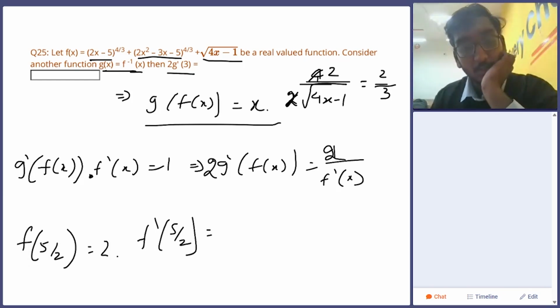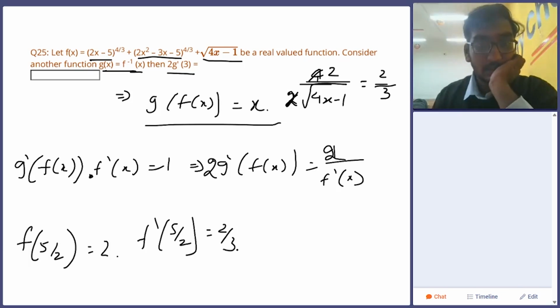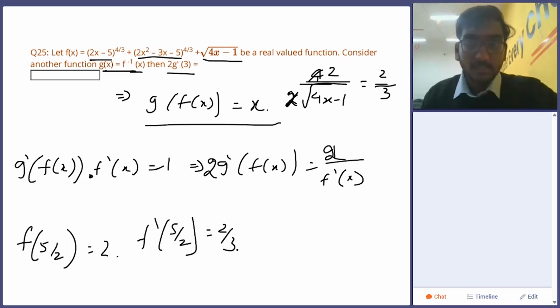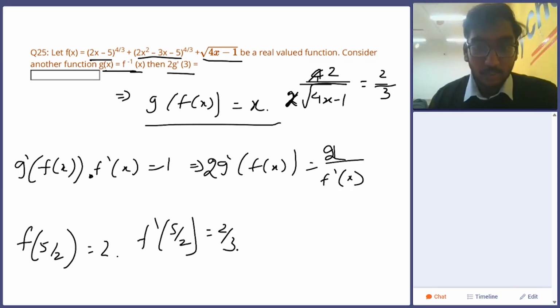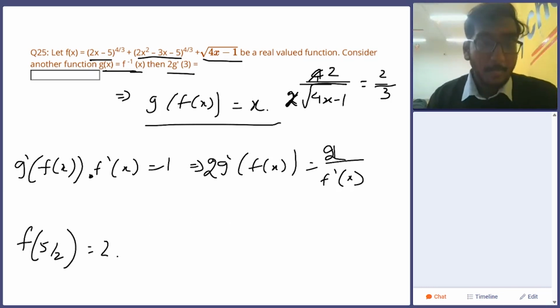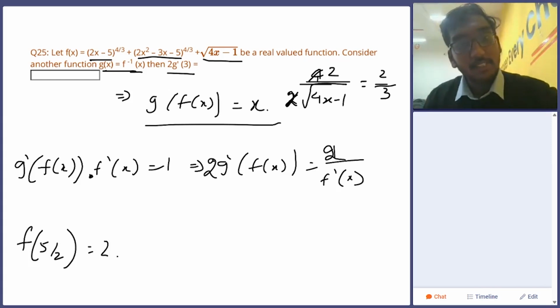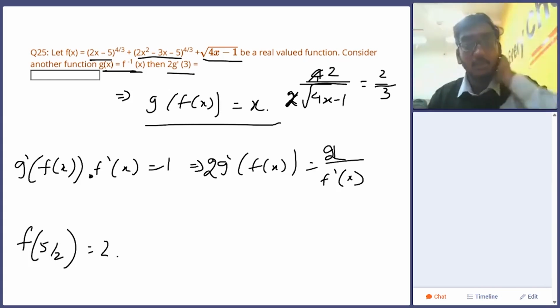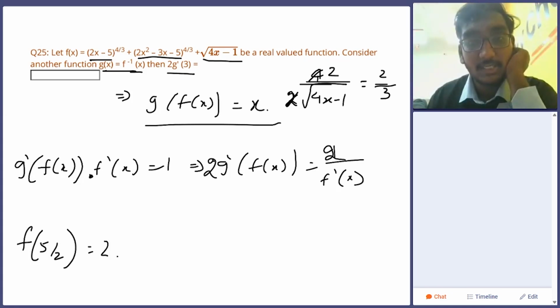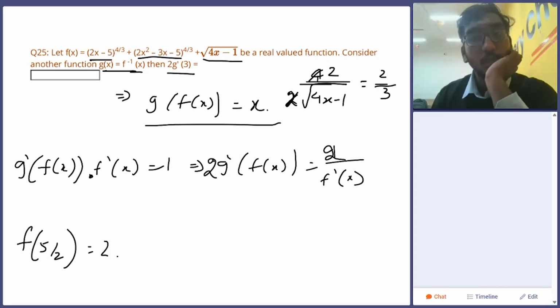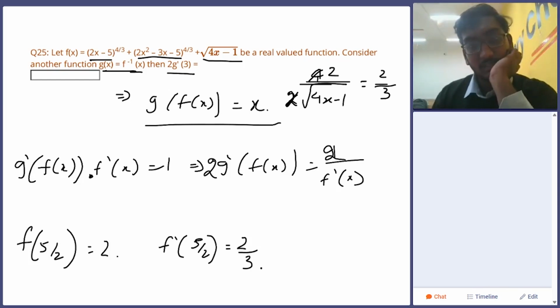So f dash of 5 by 2 is what? Just 1 minute. See, f dash of 5 by 2 will be what? F of 5 by 2 is 2. F dash of 5 by 2, these two, even when differentiated, will yield value 0 only when you put x is equal to 5 by 2 in the expression of f dash of x. So you just differentiate this, it will be 2 by root of 4x minus 1, that will be 2 by root of 9, that is 2 by 3 only. So f dash of 5 by 2 is 2 by 3.